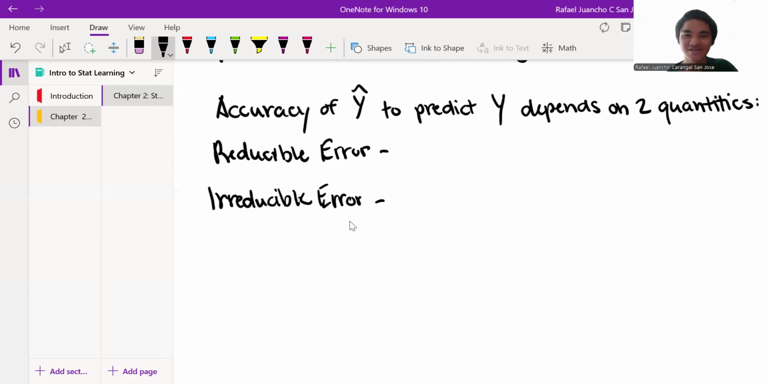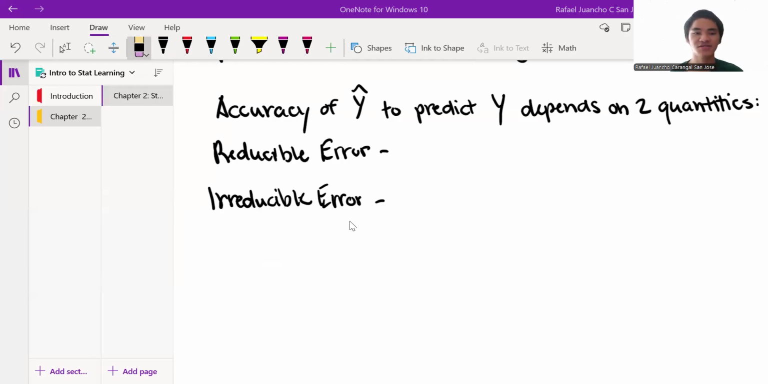I don't know. We'll find out why they're called that way. Reducible error. So, our function, that's one more thing. This thing is not a perfect estimate to this thing. I'm putting approximate because it's not a perfect estimate to the exact function that we're looking for, and this inaccuracy will introduce some error.